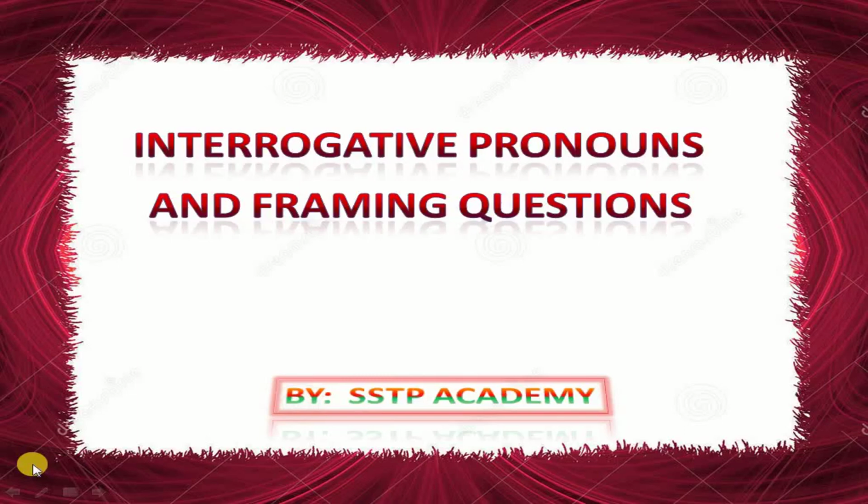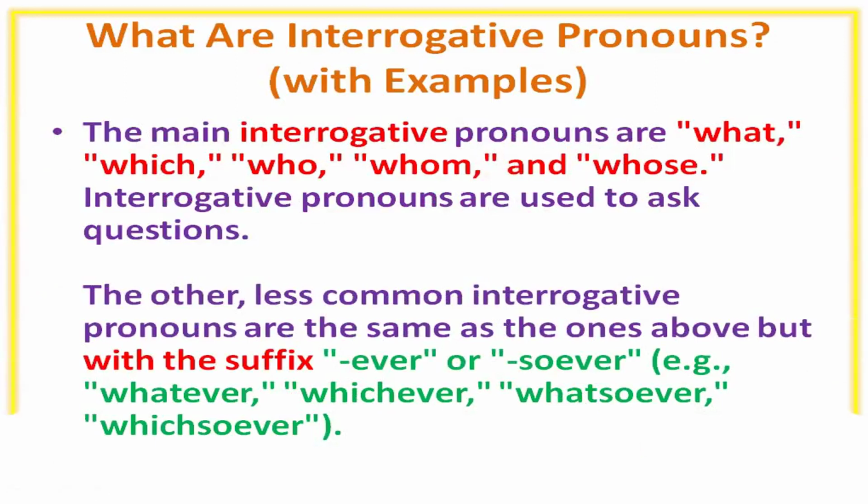This is SSTP Academy. Today I am going to teach you about interrogative pronouns and framing questions. What are interrogative pronouns? And also we understand with examples. The main interrogative pronouns are what, which, who, whom, whose, and how. Interrogative pronouns are used to ask questions. That means interrogative pronouns, questioning words, are WH questions.